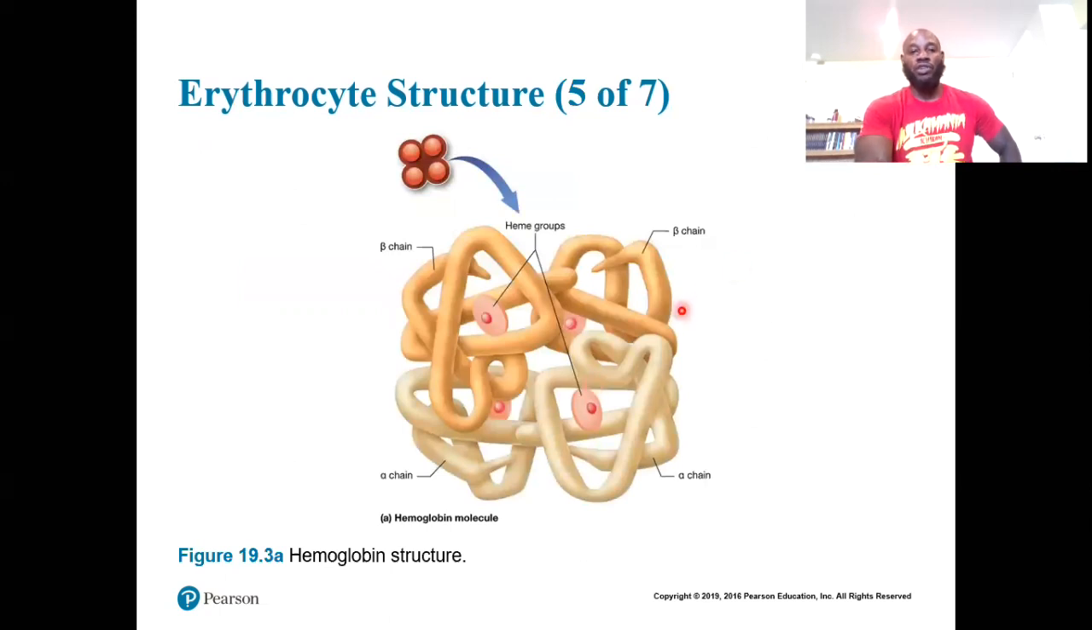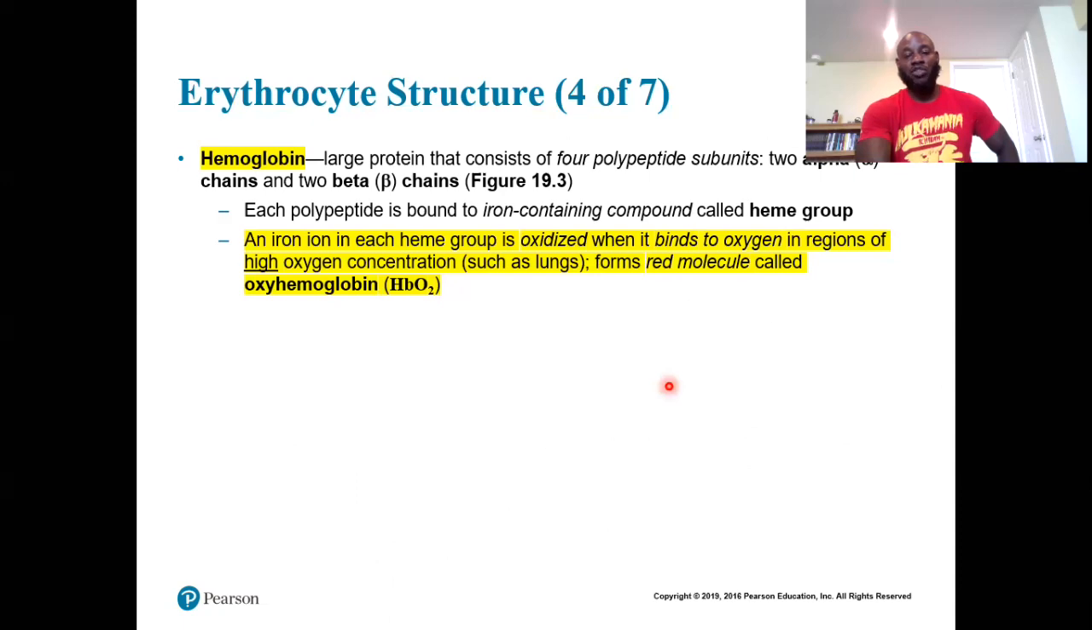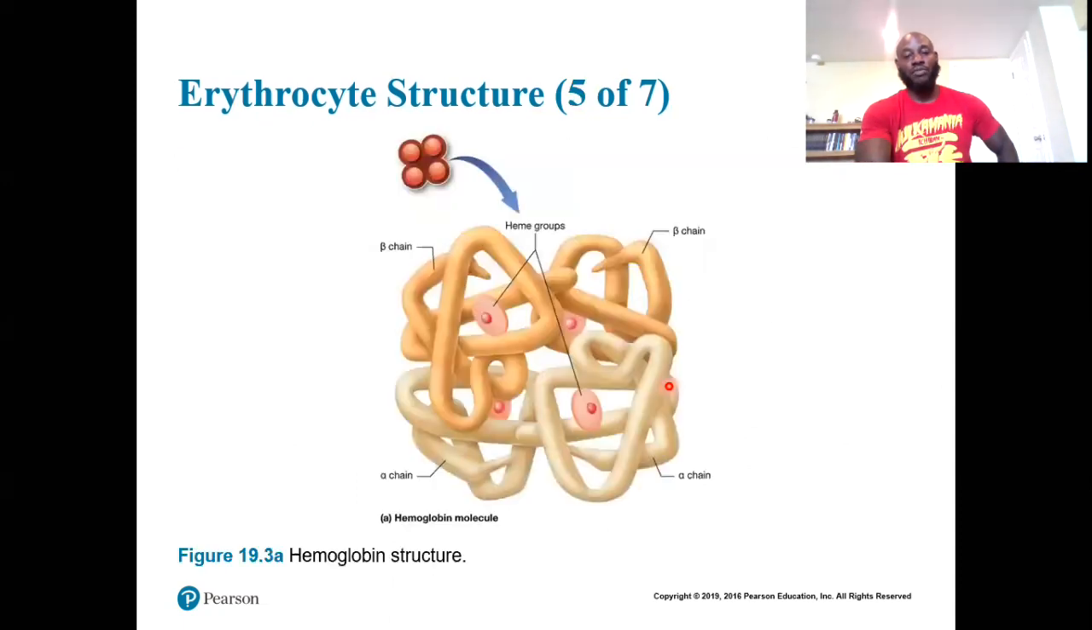And so here is the structure, the erythrocyte structure. So you have the different heme groups, beta chain, alpha chain, these heme groups, which bind oxygen and become oxidized and form this, what we call oxyhemoglobin, which is a red molecule, okay?